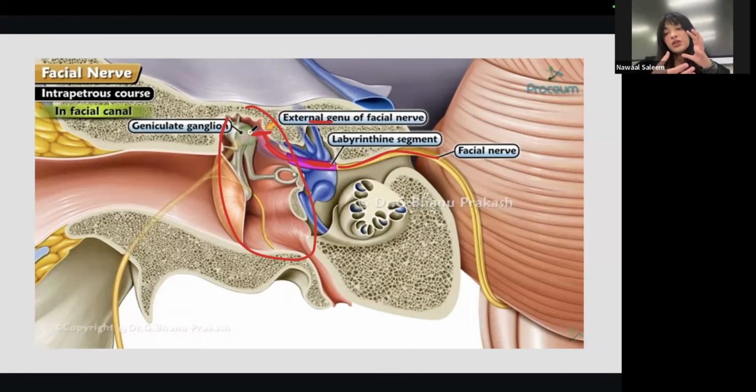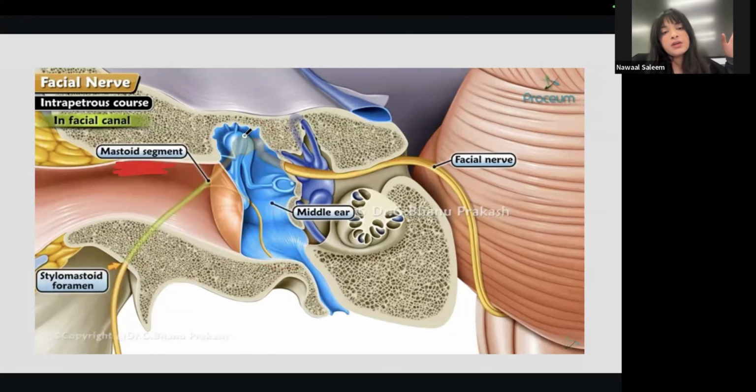Okay, and then this external genu, which is a sharp turn, is going to thicken. It's going to form the geniculate ganglion. And from the geniculate ganglion, we're going to move on towards the mastoid segment, and then we're going to exit to the stylomastoid foramen. Okay, I hope that's really, really clear.